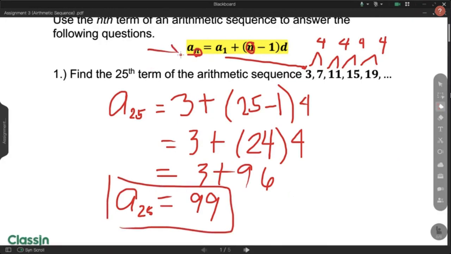With the use of this formula, class, you don't have to write all of the numbers in the sequence. You don't have to add 4 in every term just to get the 25th term. Use this formula as a shortcut.